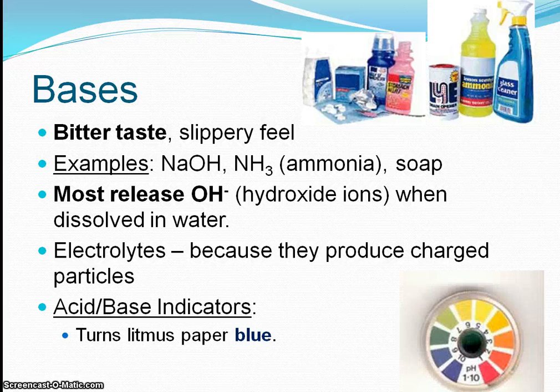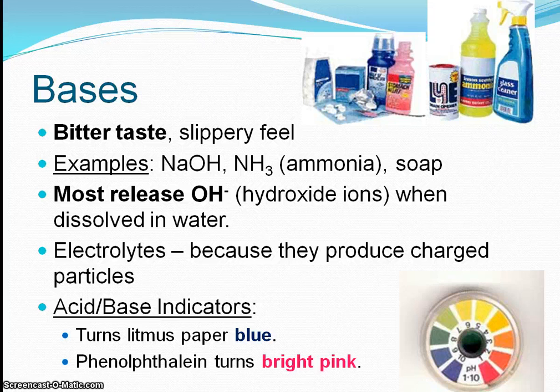And for acid-base indicators, bases are going to go towards the blue side of the rainbow, and the phenolphthalein will turn a really bright hot pink. And again, you'll see those two in the lab that we're going to do soon.